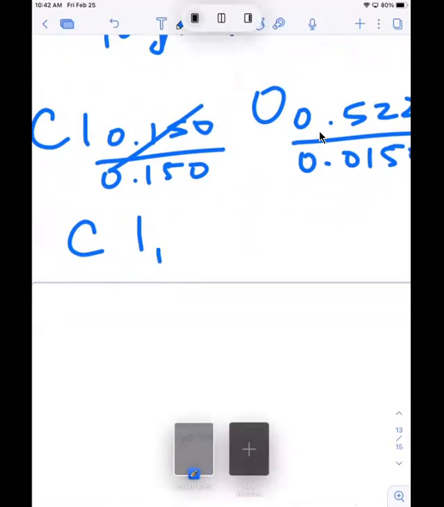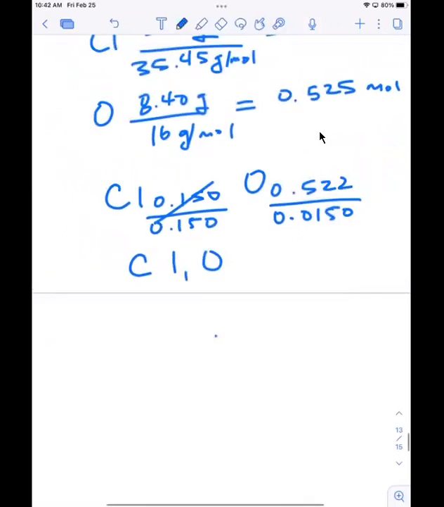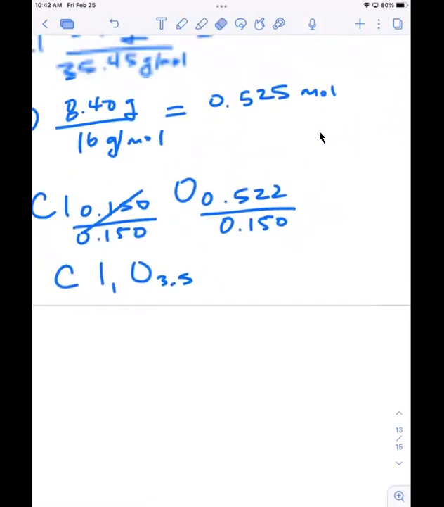All right, go ahead. What about oxygen? What do you get? 0.522 divided by, not 0.015, my bad, 0.150. I had 3.5. Yep, good, 3.5. All right, now we've got a problem, right? Because, go ahead, Saxton.